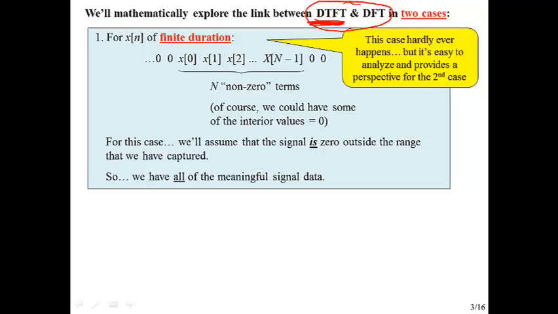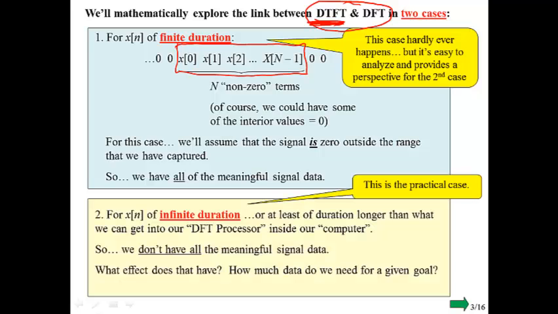The idea is that not only is this a finite duration signal, but we capture only those points that are non-zero. That's the part that makes it unlikely to actually happen in practice, because we generally don't know when a signal is going to start and stop. But let's just analyze this case and see what happens.